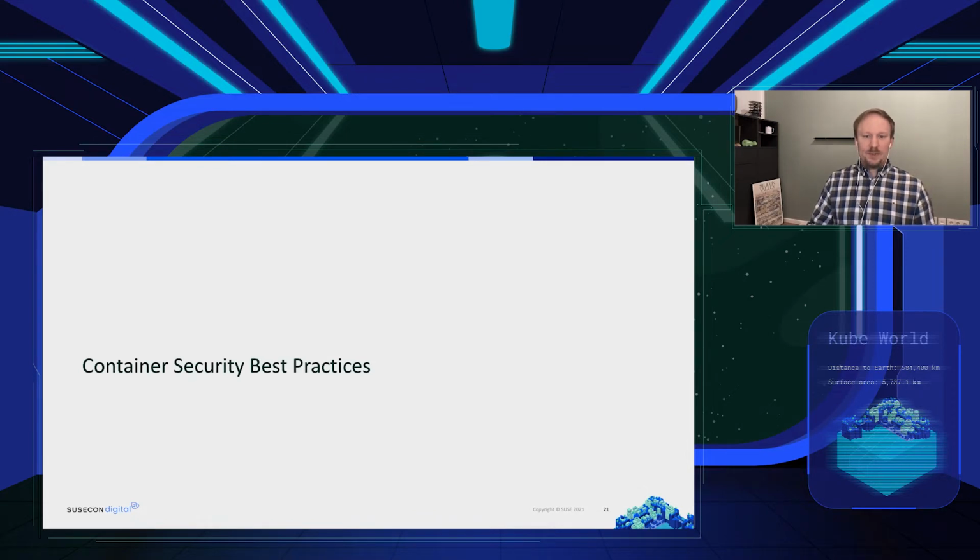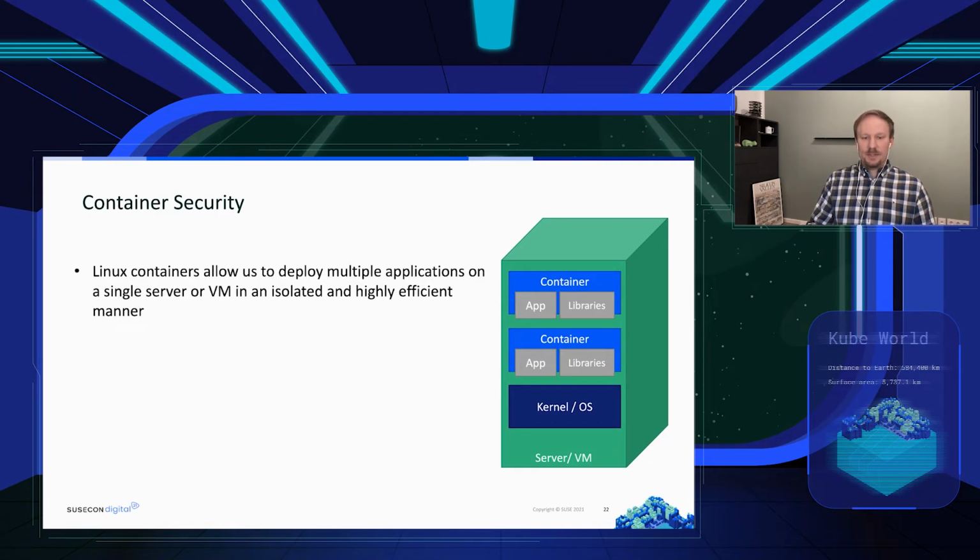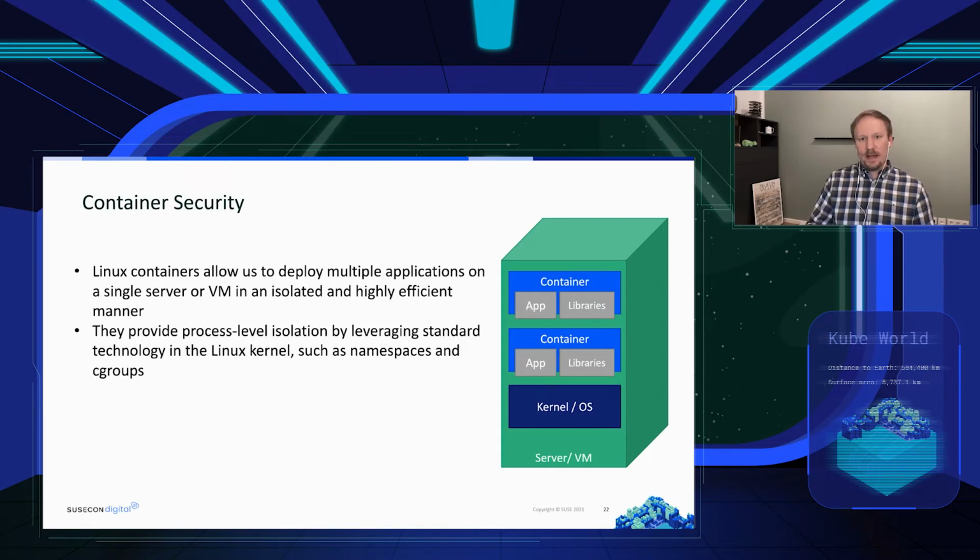Let's move on to container security best practices. So before we talk about best practices, let us understand the default container security that is provided by Linux containers. What Linux containers allow us is to deploy multiple applications on a single server or VM in a both isolated but also highly efficient manner without all the overhead that we have from hypervisor-based virtualization. Containers provide process level isolation, and they do that by leveraging very standard existing technology from the Linux kernel, such as namespacing and cgroups.